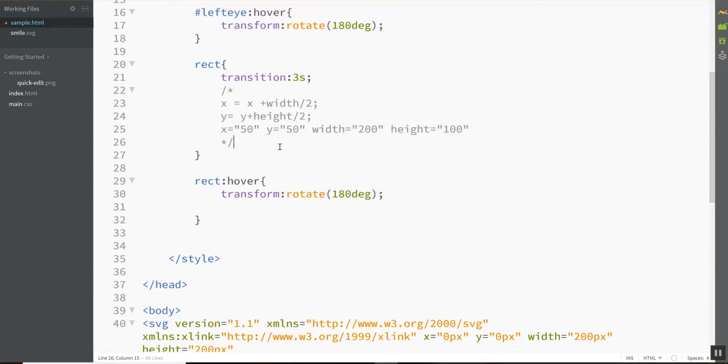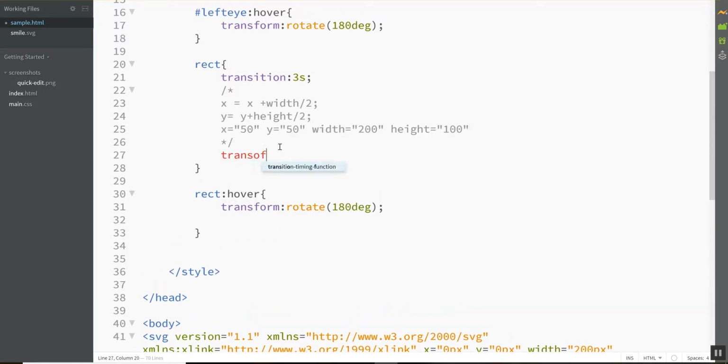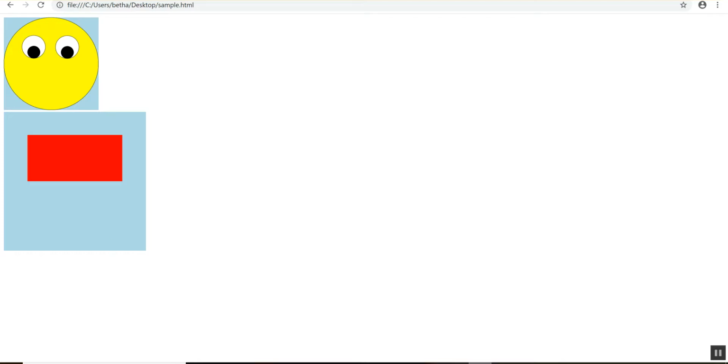All right. So I need to transform the origin of this rectangle so that the x is 50 plus 200 divided by 2. So that's 150. And 50 plus 50, so 100. And let's see if it behaves better now. Yep, right about the middle. So it rotates right around its center point. So those are rotations. I can also scale, which means make it bigger.